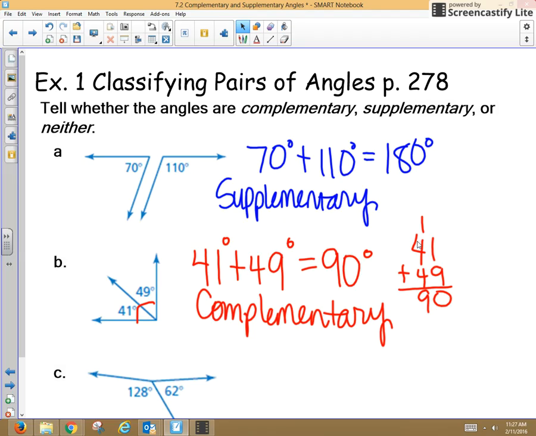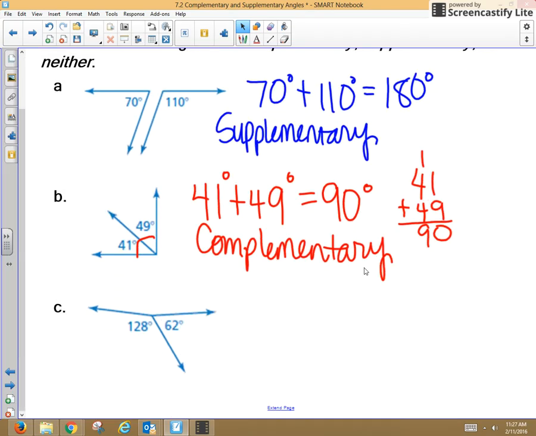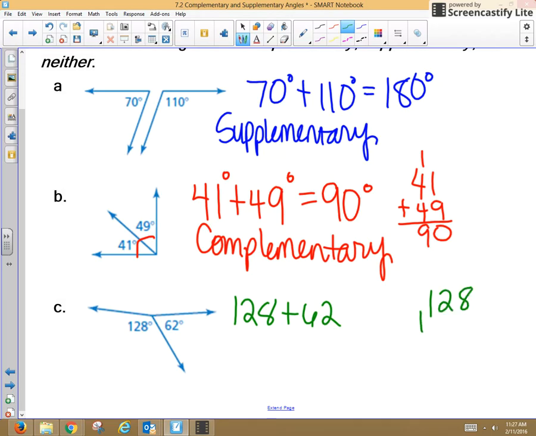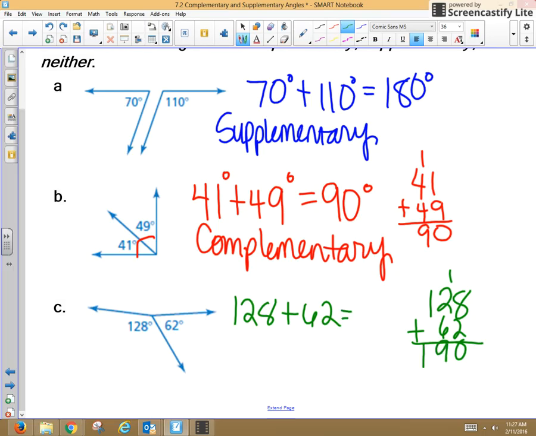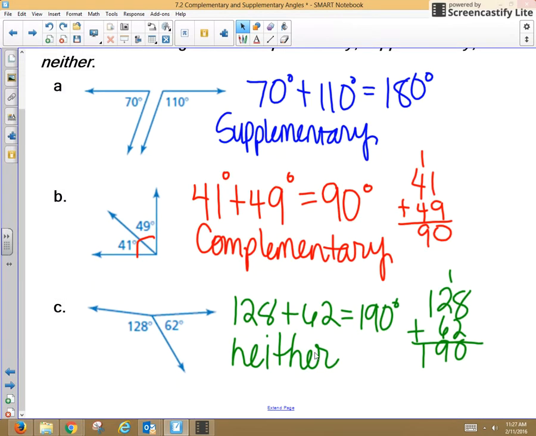Now, if we take a look at C, you have a 128-degree angle plus a 62-degree angle. I'm going to show my work over here to the right. 128 plus 62. I'm going to see if they add up to 180. Whoops. Let's try that again. 128 and 62. Ooh, that adds up to 190 degrees. So in this case, it's neither, because it doesn't equal 90 and it doesn't equal 180. So therefore, it's not complementary or supplementary.